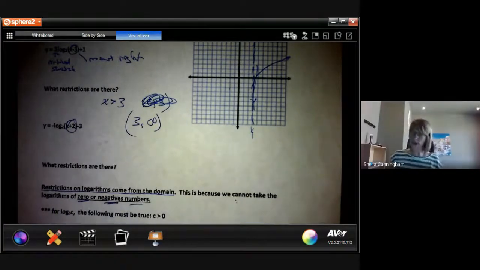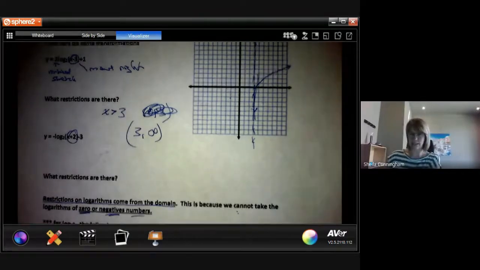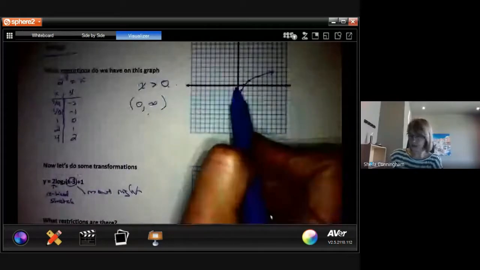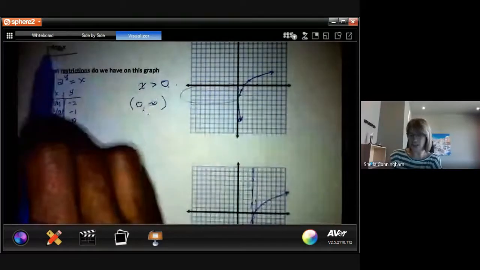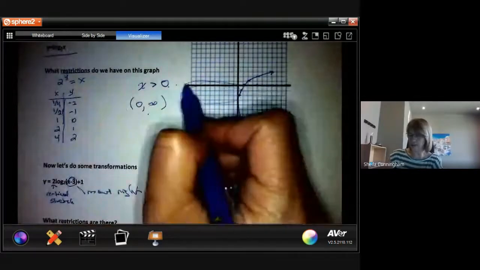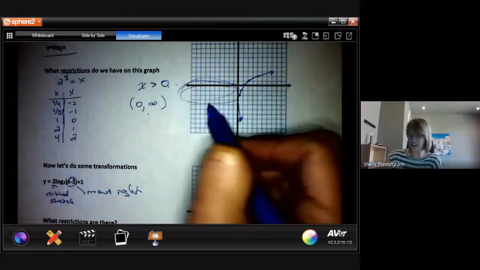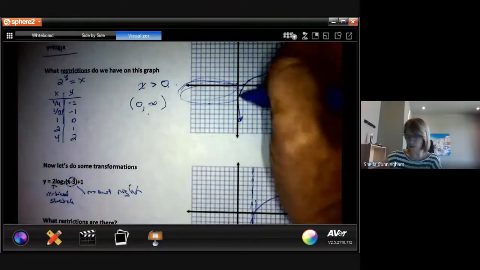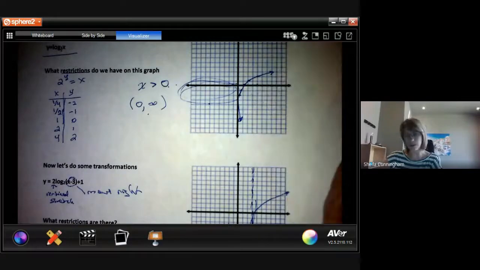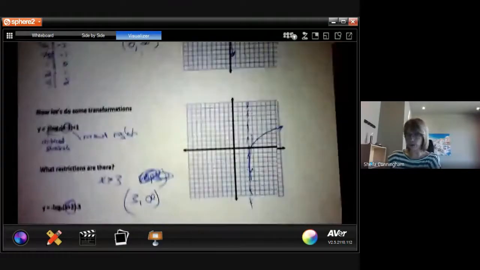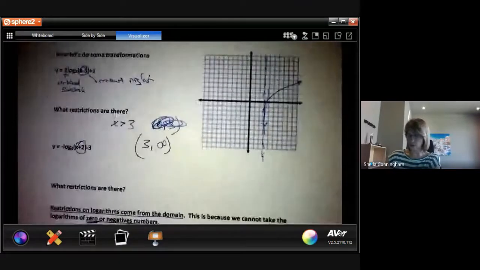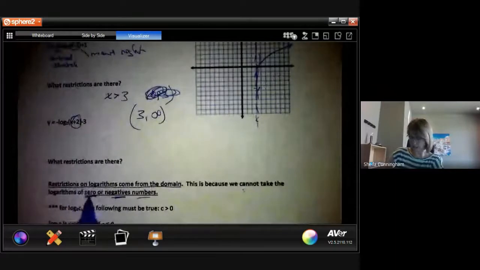When we look at our graph, our very first graph that we looked at, we never had anything over here for our standard logarithm. We never have anything on the negative side of x, and x was never 0. It was always larger than 0. So that's why when we look at our restrictions, the argument can never be 0 or negative numbers.